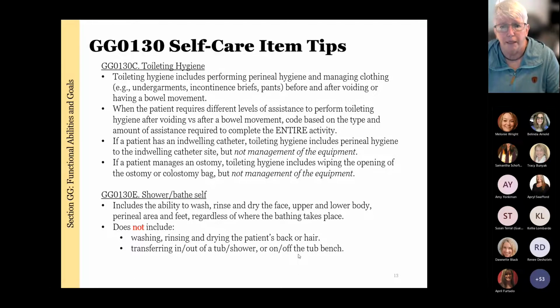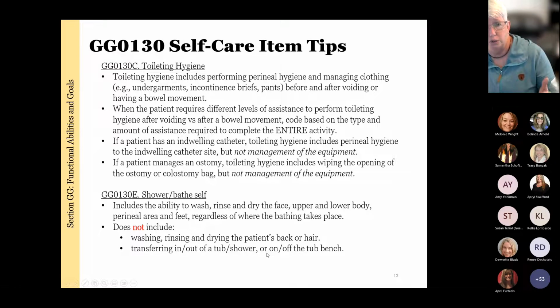The shower and bathing item does include the ability to wash, rinse, and dry the face, upper and lower body, the perineal area, and the feet, regardless of where the bathing takes place. The bathing item on the M18 side, remember, has 7 different choices to it, and some of them, the location will vary. Here, it doesn't care. It's just about the task. Just tell me about the task. That's all I want to know.